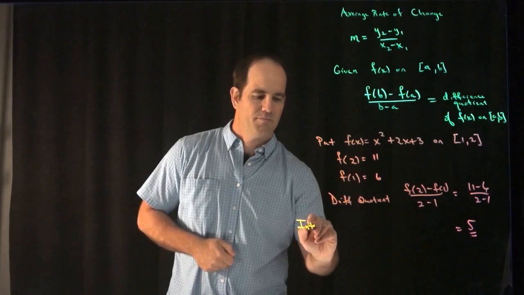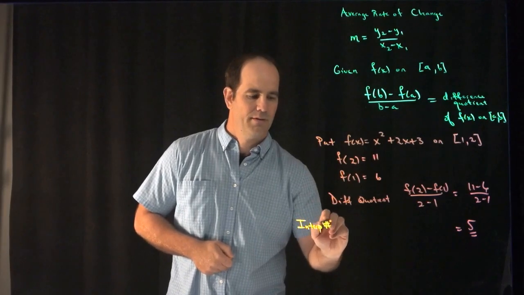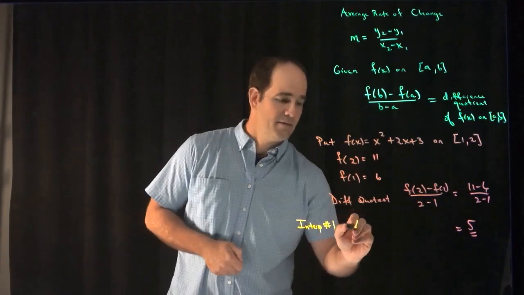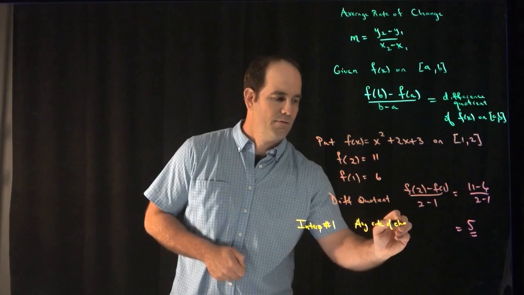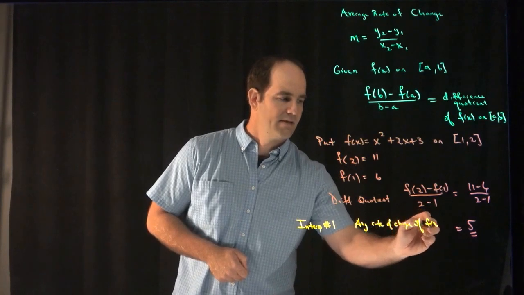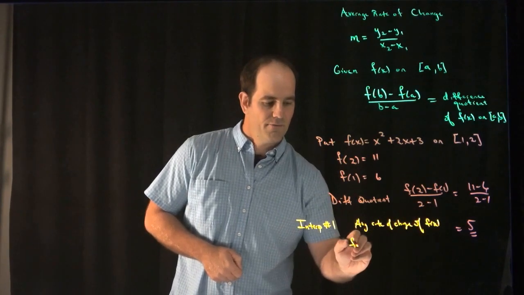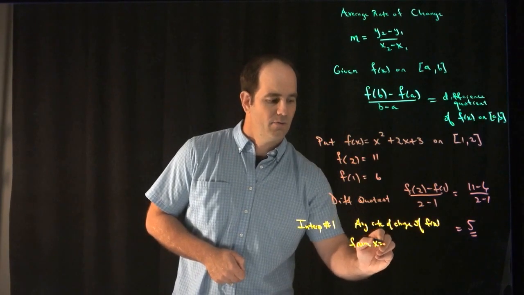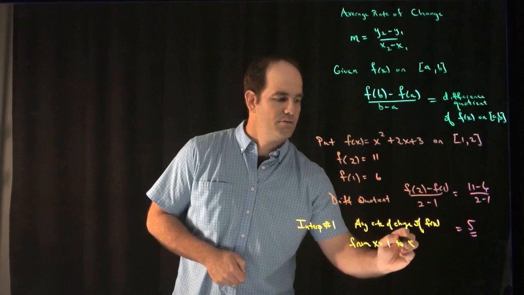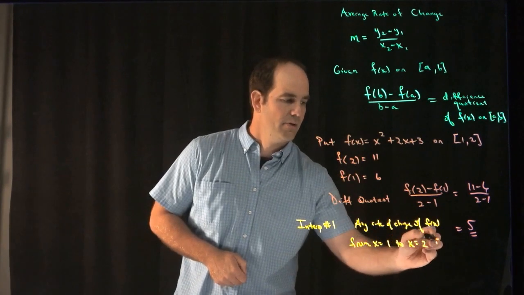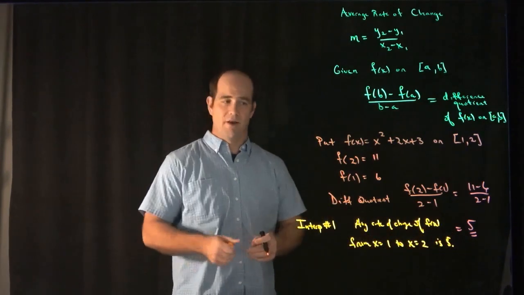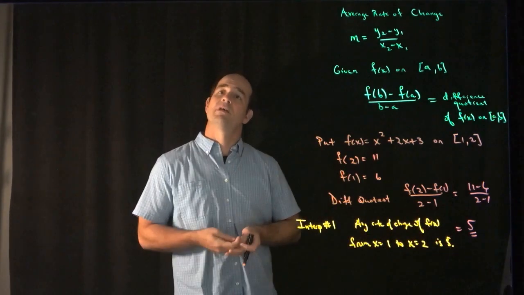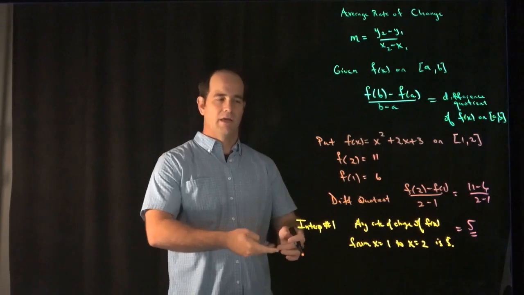So the first interpretation, I could say that the average rate of change of f of x from x equaling 1 to x equaling 2 is 5. So I'm taking my time to write all this out. I expect you to do the same as well. It's really kind of a communication piece.